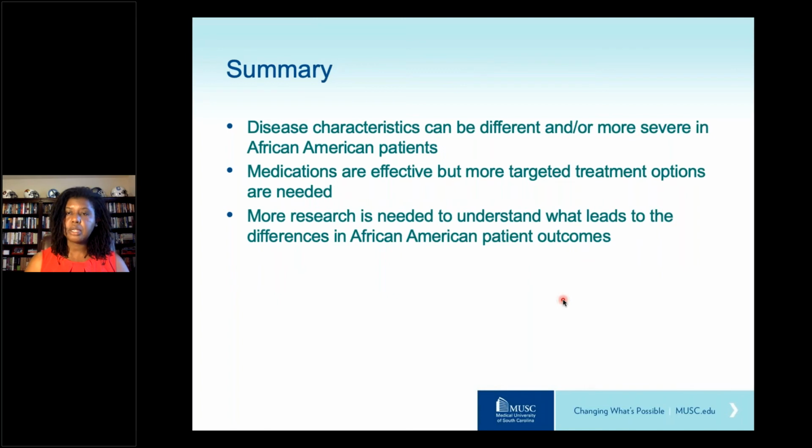So in summary, scleroderma has several different disease characteristics that can be different and or more severe in African American patients. Medications have been effective, but we always need more targeted treatment options. And more research is needed to understand what leads to the differences in African American patient outcomes.